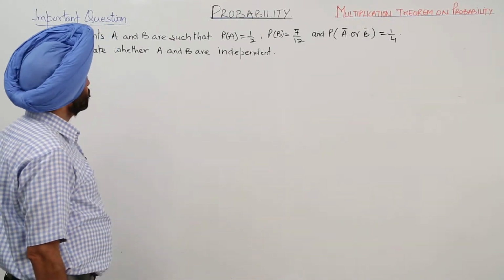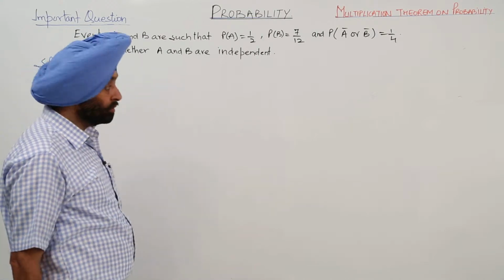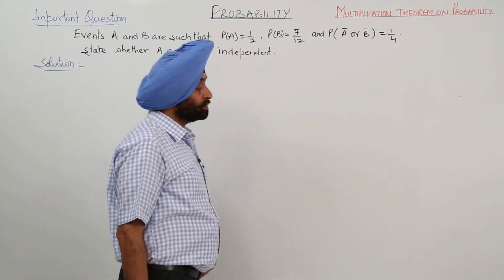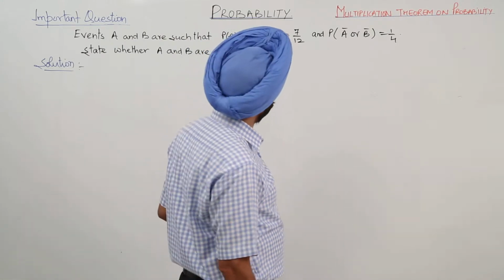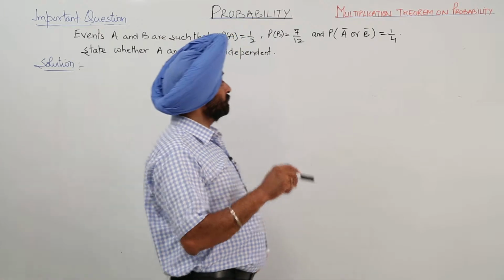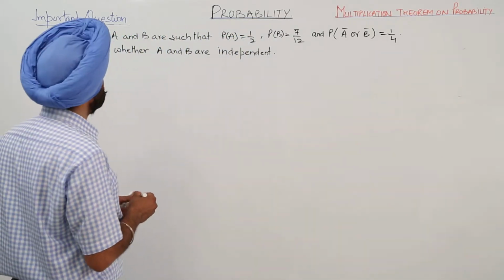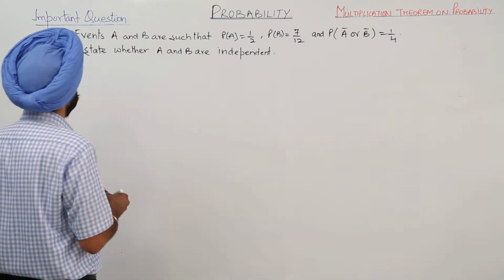Events A and B are such that the probability for A is 1/2, the probability of B is 7/12, and the probability for A' or B' is 1/4. Now we have to check whether the events are independent or not.